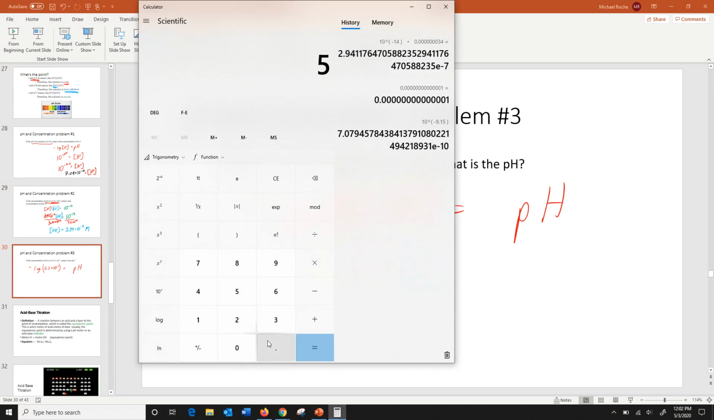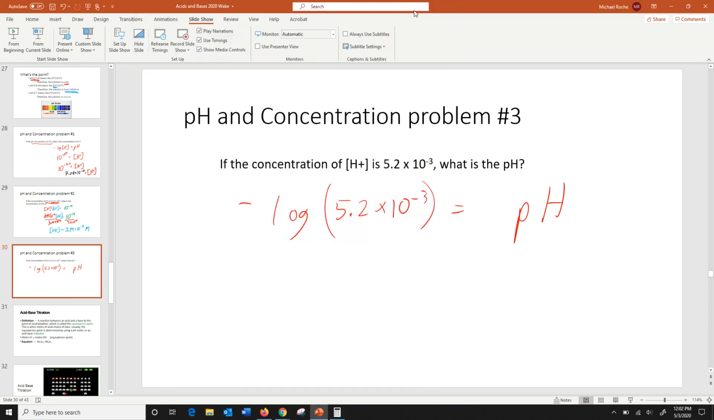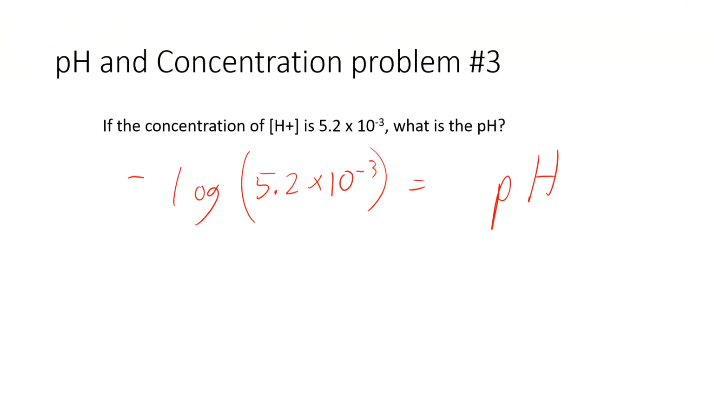So 5.2 exponent negative 3. And hit the log button. Bam. So the answer is, make sure this is positive, positive 2.28. Right? So that would be positive 2.28. Okay? So notice it's in the ballpark of what your exponent is when you do that, but it's not exactly.